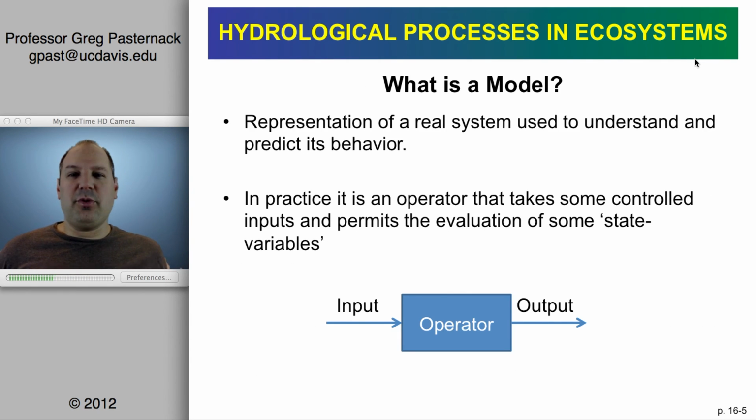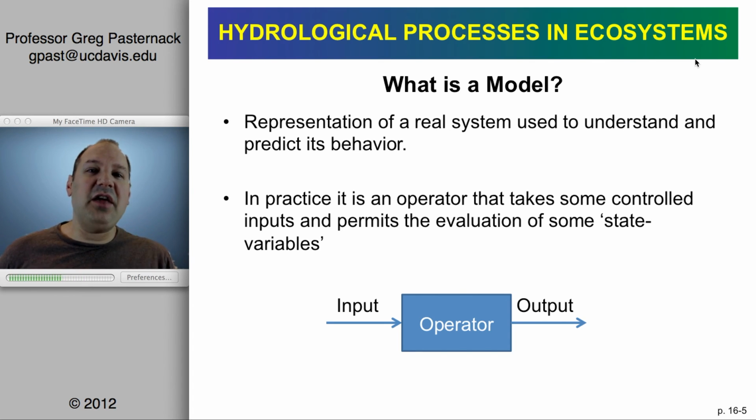In all those approaches, there's always a place to have a model of some kind. And so it's worthwhile to spend a little time reviewing what a model is, or introducing you to what a model is, and talking about the different types of models that are commonly used.